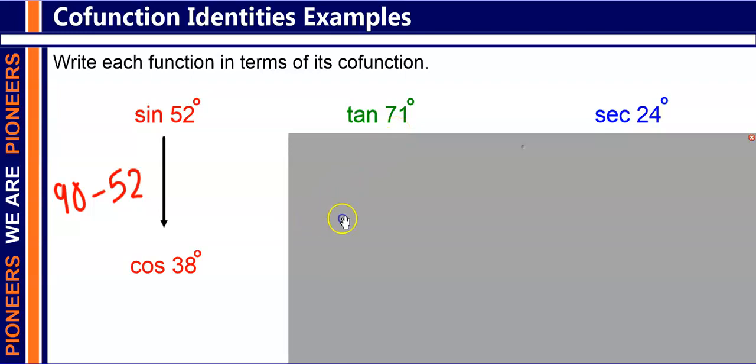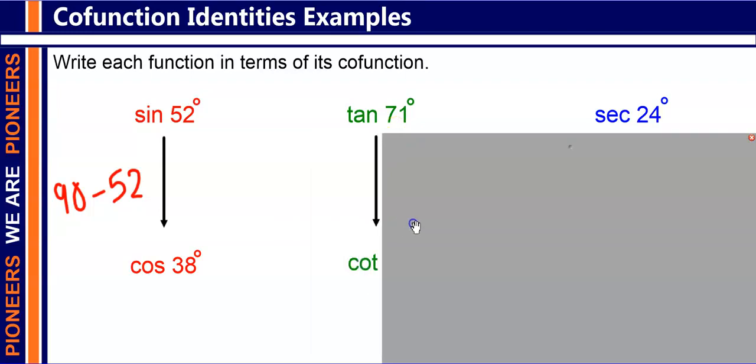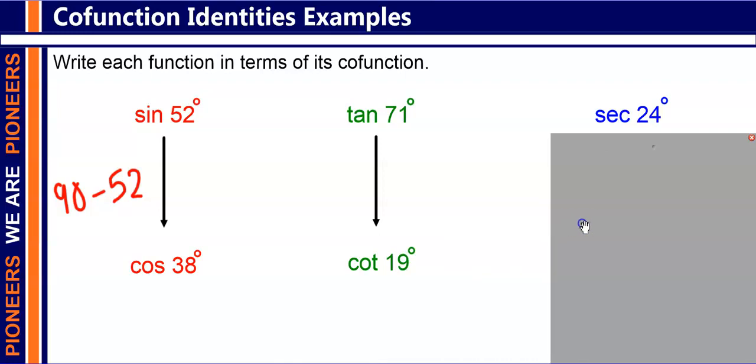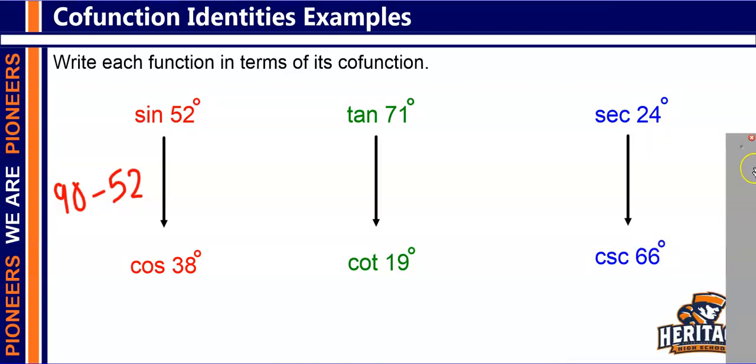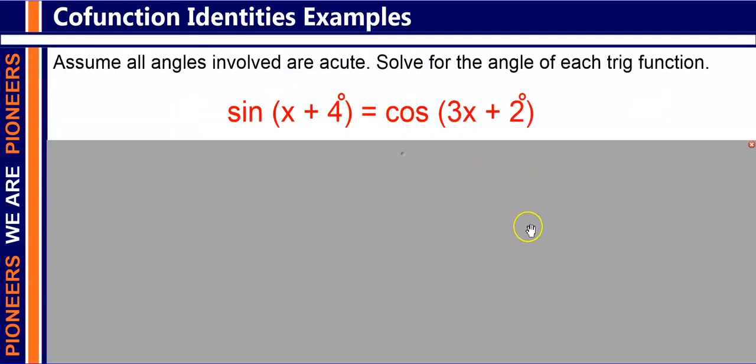Now I'm just going to go through the rest of these. Tangent is the cofunction of cotangent, and what can you add to 71 to get 90? That would be 19. So complementary is 19. Secant is related to cosecant, and its complementary angle is 66 degrees. So therefore, there's your answer for all three problems. So that could be the one type of problem you could see related to cofunctions. Here's the last one, and I'm going to just walk you through this. If you think you can figure it out, go ahead and do so, and check your answer after you're done.